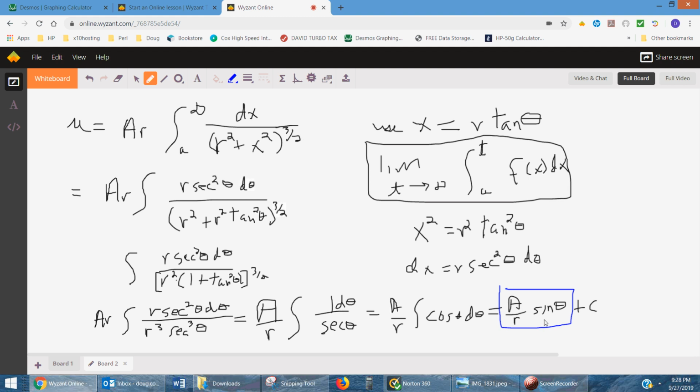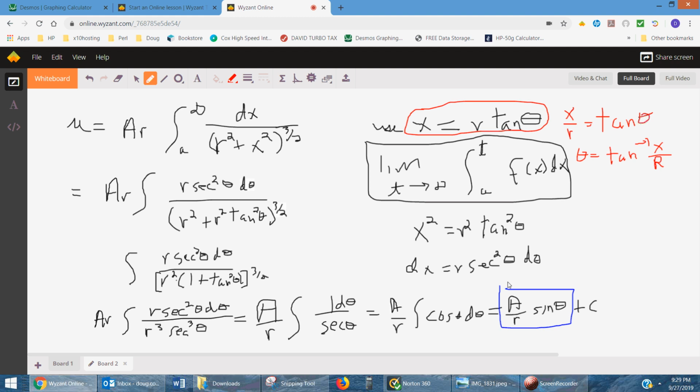And what we would like to do, so that we get the proper limits of integration, is replace theta in terms of x. So we've got to go back to this guy and solve for theta. If I solve for theta, I get x over r equals tangent of theta. So theta equals inverse tangent of x over r.